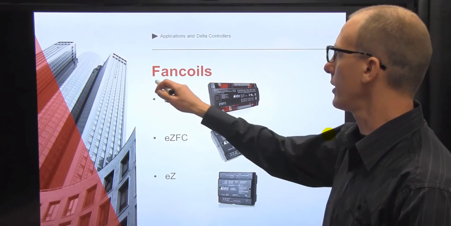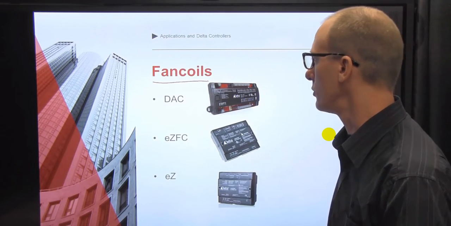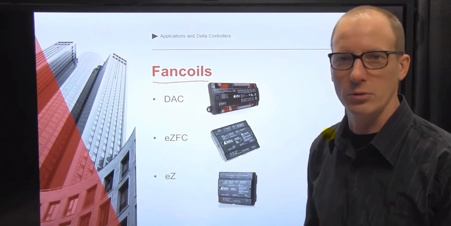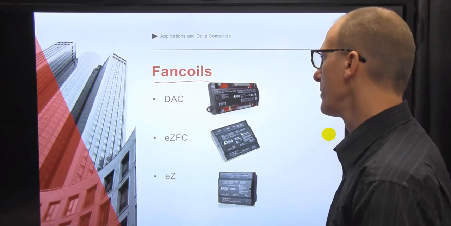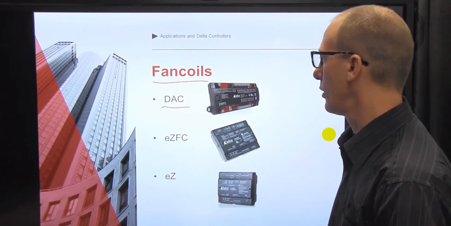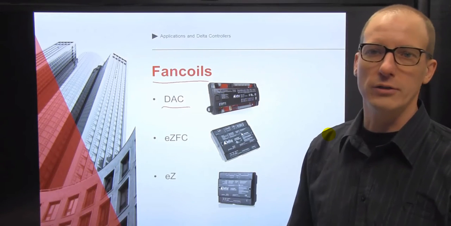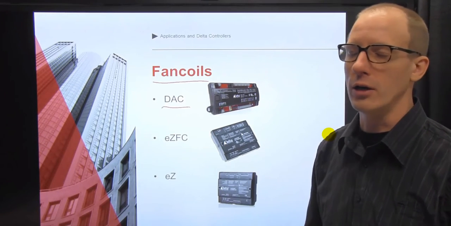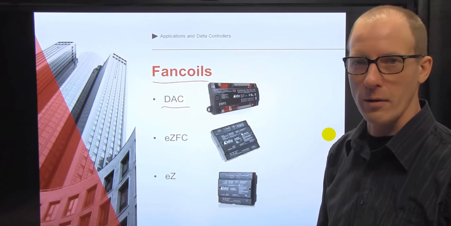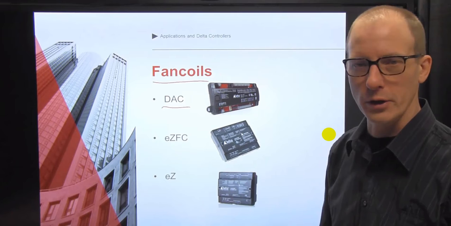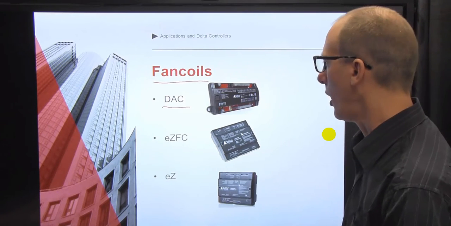Okay, moving on to the next application, fan coil controllers. So we're talking about unitary fan coils here. I've put three different possible solutions up here on the board. The first one is the DAC, Delta Application Controller. Again, this is our workhorse controller that is capable of running a great number of applications because it's fully programmable. And it has enough I/O on it and so forth in order to run a fan coil without any trouble. So that is certainly an option.